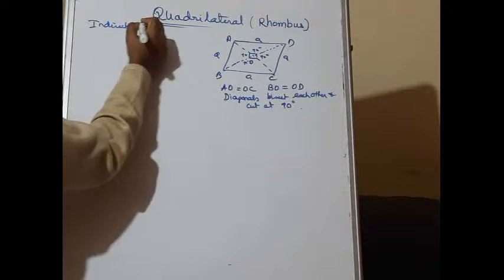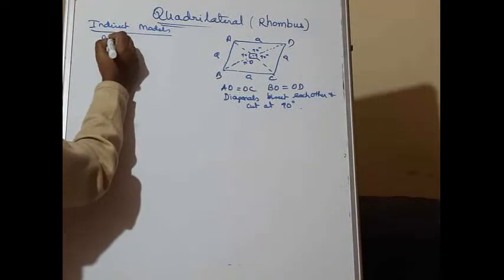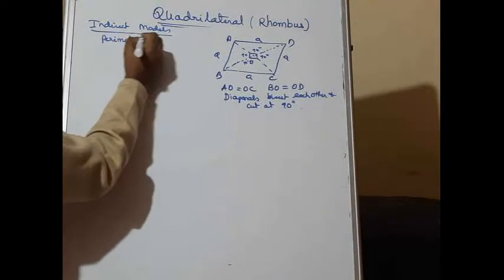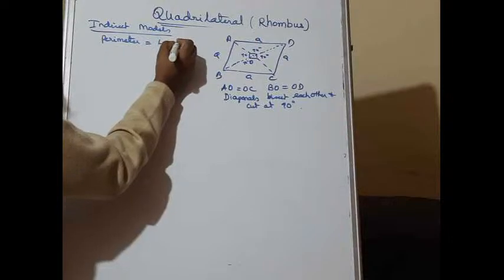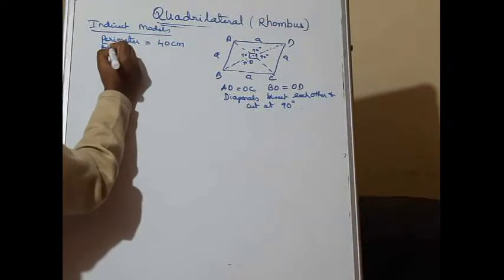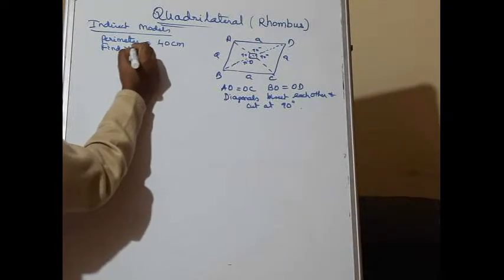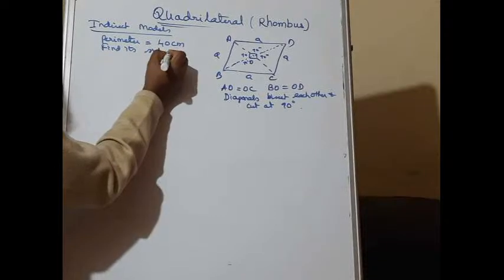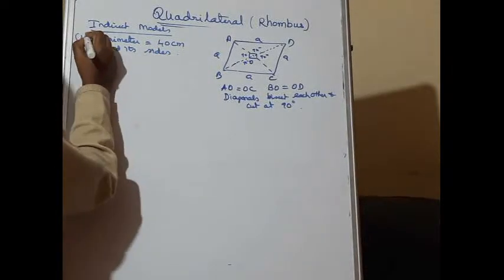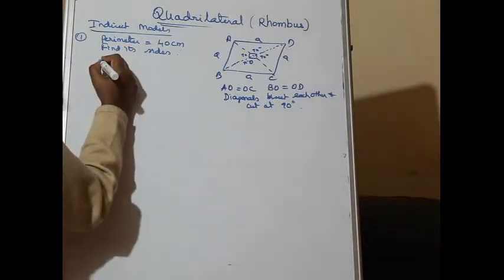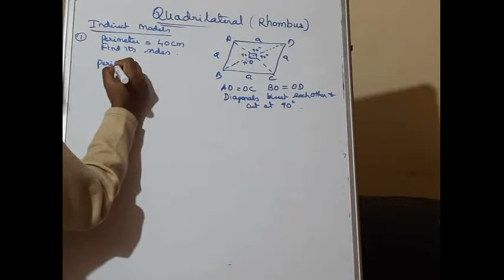Perimeter of a rhombus is 40 centimeters. Find the sides. First, the indirect model, number 1. Find the sides of the rhombus. Put perimeter equal to 40 centimeters, given.